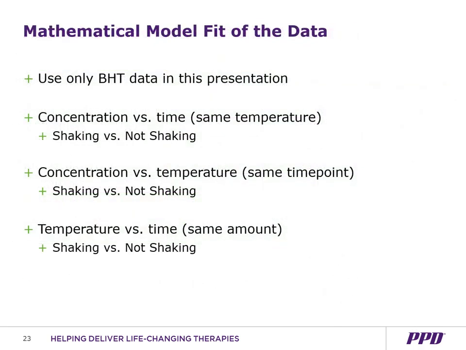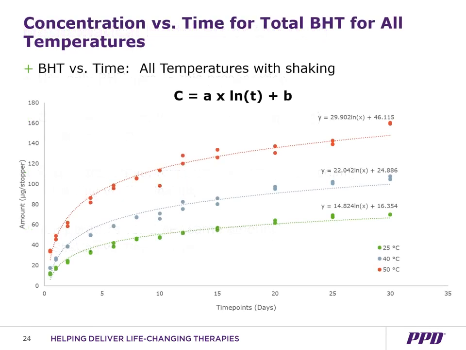So we will be going through the 3 mathematical models, starting with concentration versus time to compare the two sets. In the plot shown here, we have the extracted BHT amount on the y-axis and the duration of the study on the x-axis, and each curve corresponds to a different extraction temperature for the shaking samples. As expected, the extracted amount of BHT increased with time as well as increased with extraction temperature. So the higher the temperature, the more BHT that was generally extracted, which matches the trend from the previous results.